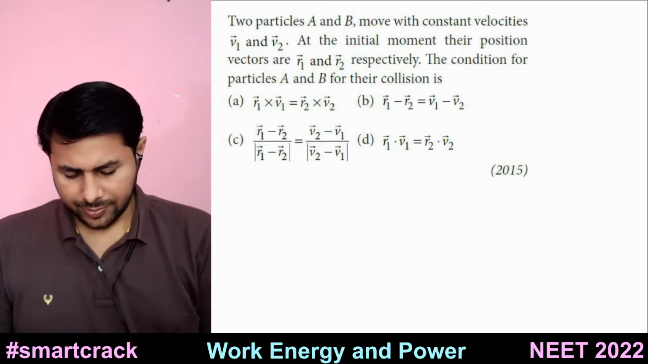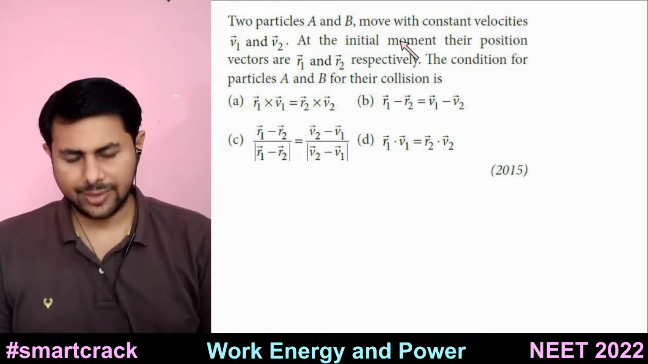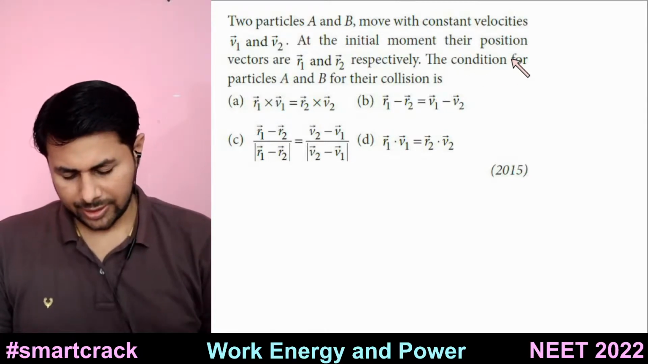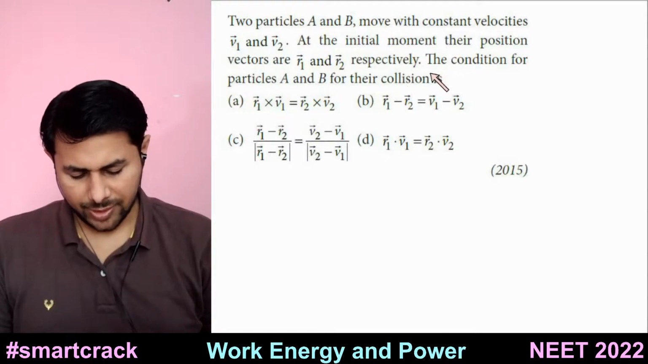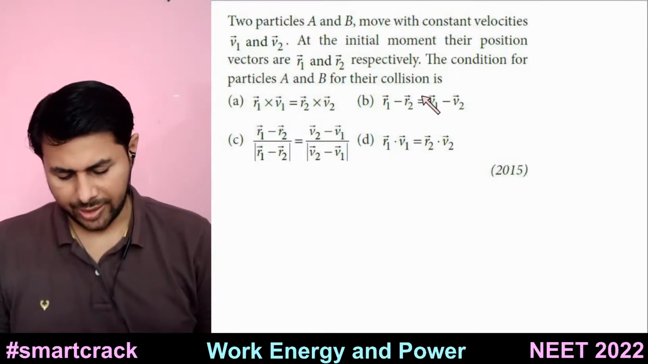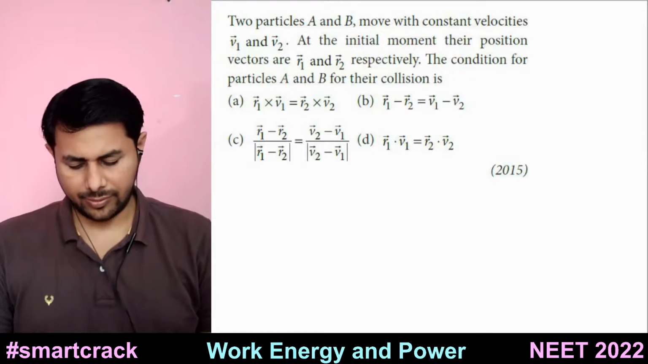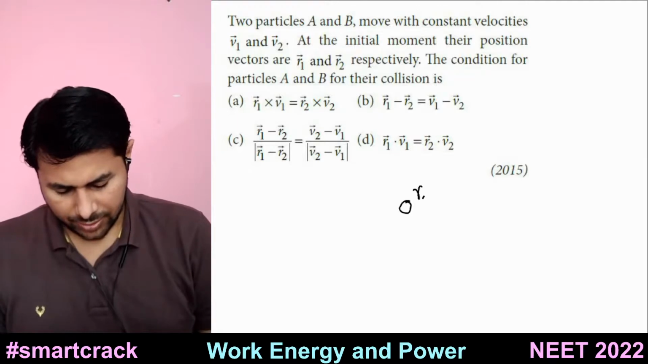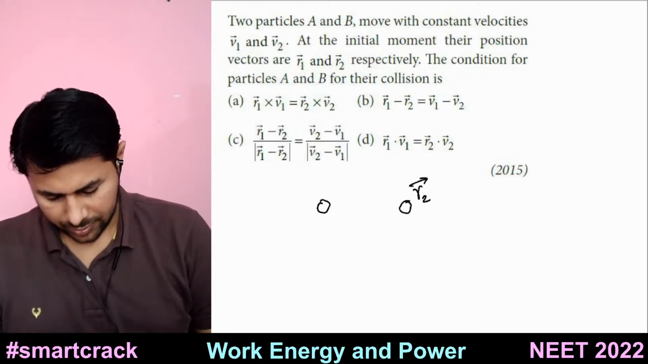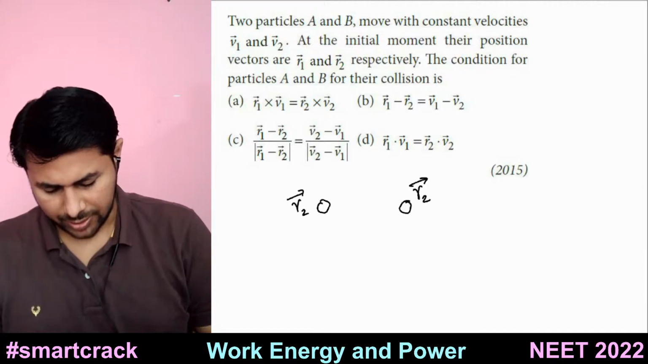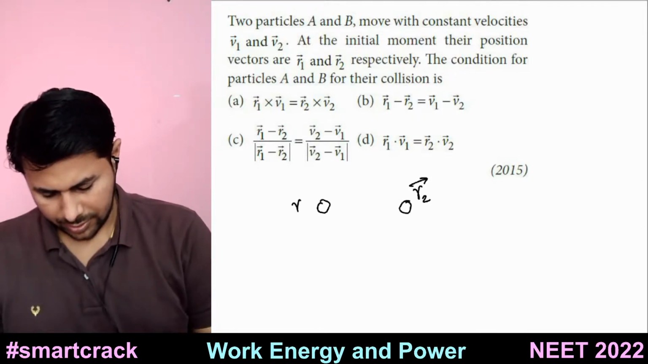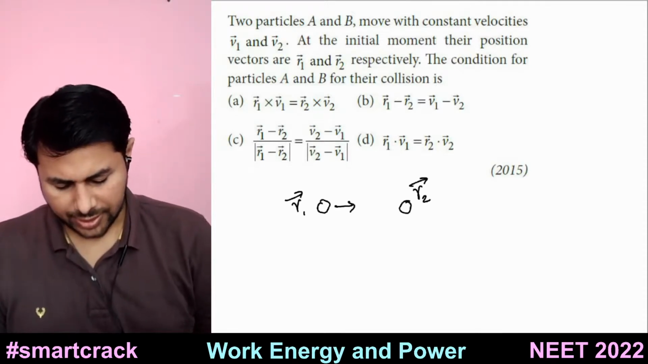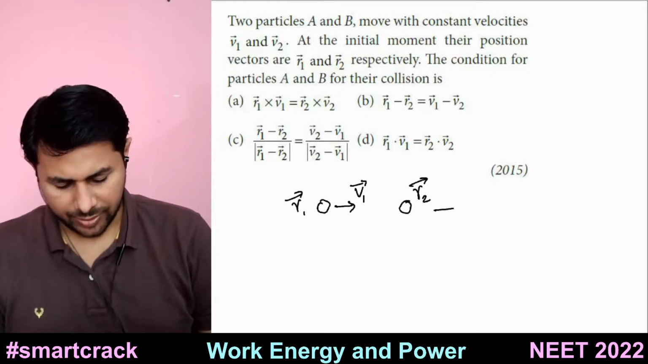Let's see another problem. Two particles A and B move with constant velocities v1 and v2. At the initial moment, their position vectors are r1 bar and r2 bar. The condition for particles A and B for their collision is... okay, so we have two particles or two objects. This is r2, this is at position, suppose, r1 bar. Now they are moving with velocities. Let's consider the one dimensional case for simplicity, v1 and v2.